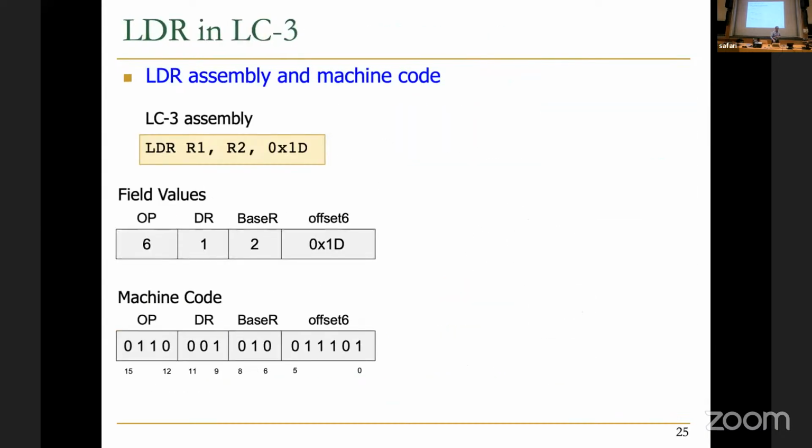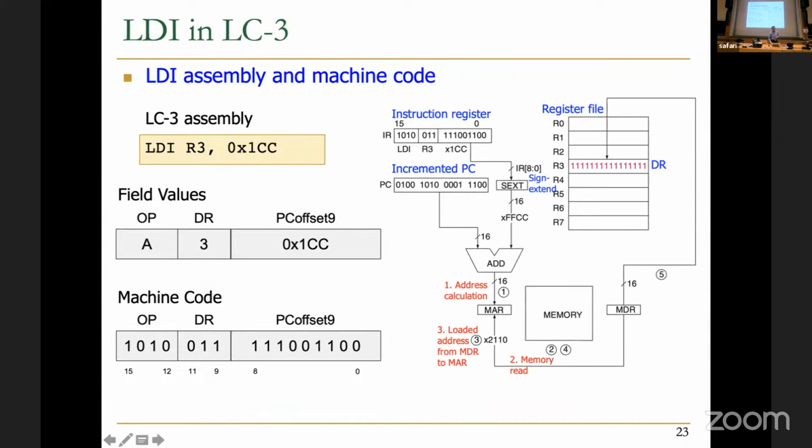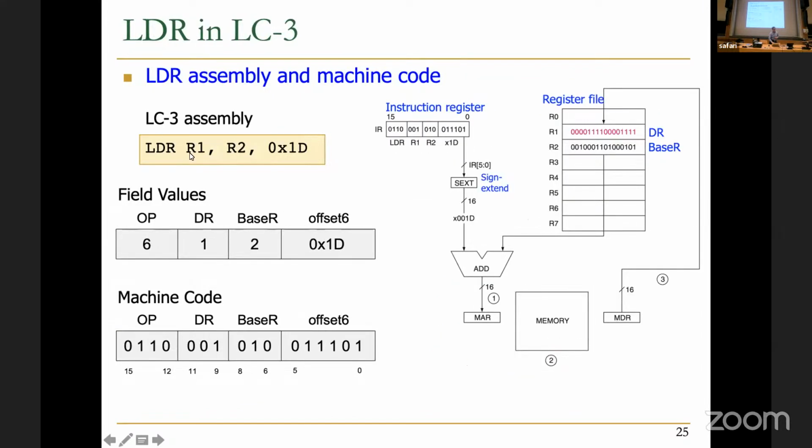So let's take a look at LDR, at least in the data path. Basically, it looks like this. If you have this instruction, destination is R1, source is R2. You basically take the source register, which is the base register R2 over here, from the register file, add to it a sign extended 6-bit offset coming from the bottom 6 bits of the instruction here. And the resulting address is placed into the MAR.